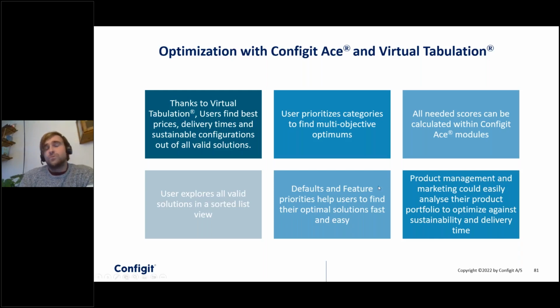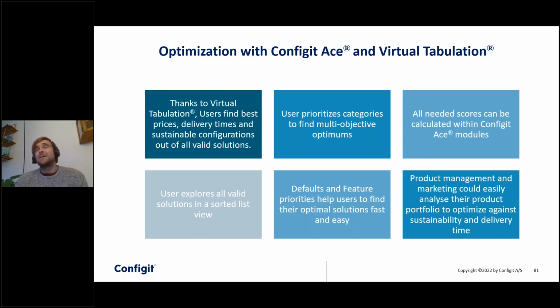We could also provide features, feature priorities and defaults, so that a user who uses the configurator itself and not the list view gets help with priorities. He sees, okay, if I choose the first one, then I can be sure that this helps me to find a better solution or get nearer to the best solution I've defined.